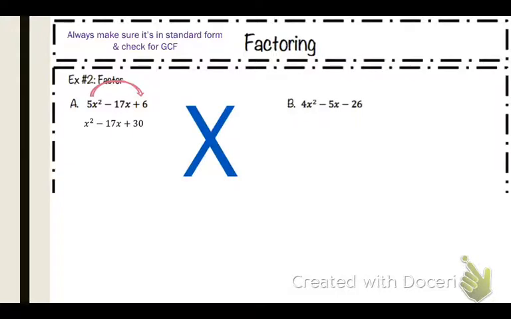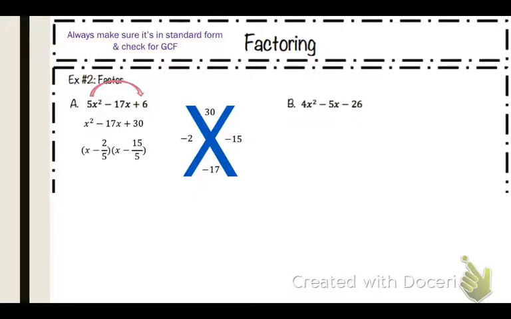Okay, now we're going to factor this using the x. So the top number is 30, the bottom number is negative 17. So we need to see what will multiply to be 30 and add to be negative 17. In this case, it's negative 2 and negative 15. Okay, so this factors down to x minus 2, x minus 15.